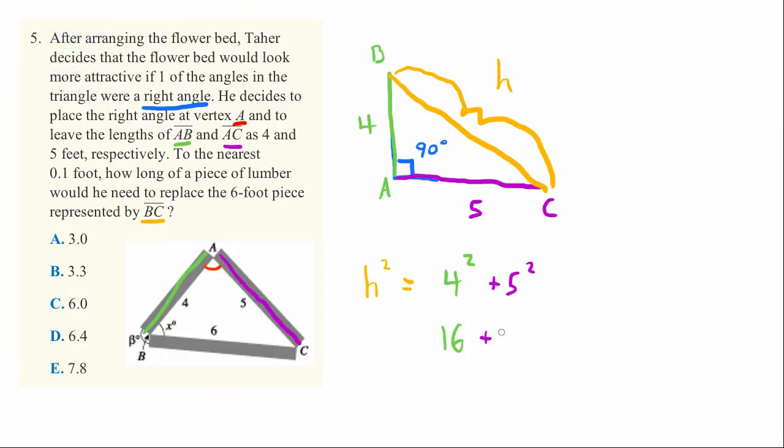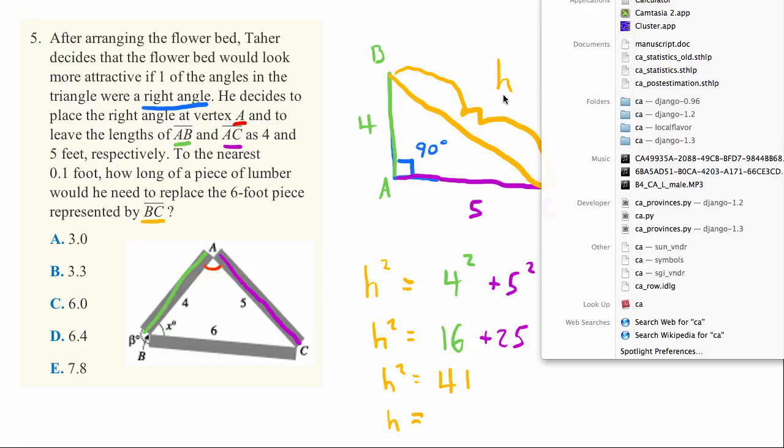5 squared is 25, and so h squared is equal to 16 plus 25, and we can go ahead and add those two together. The total is 41, so h squared now is going to be equal to 41. We want to find the square root of both sides of this, so the square root of h squared is just going to be h. The square root of 41, and that's the side we're solving for.